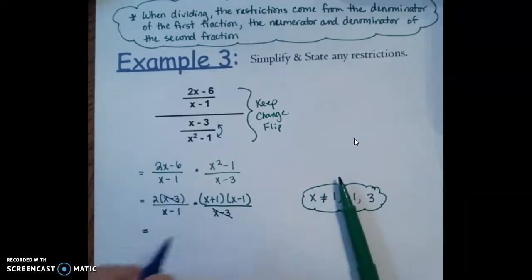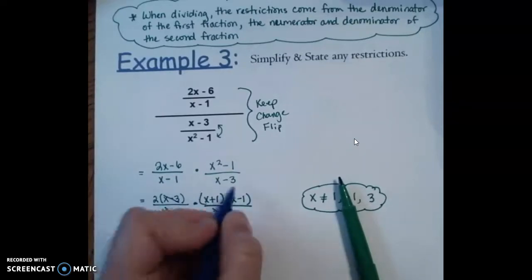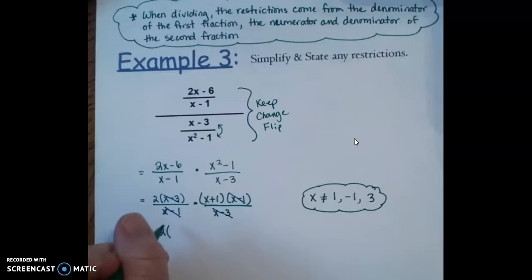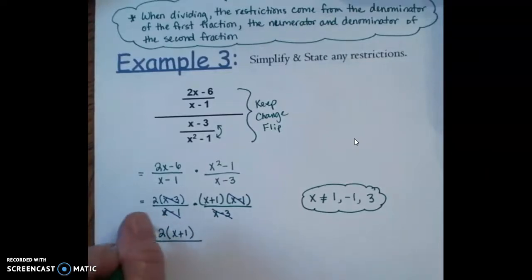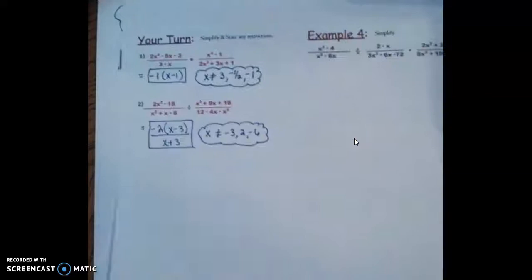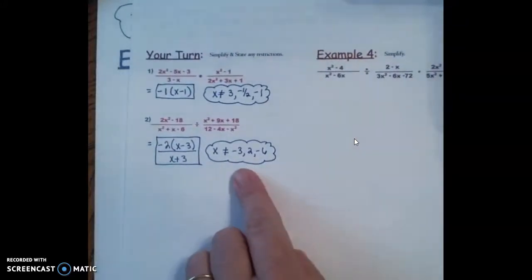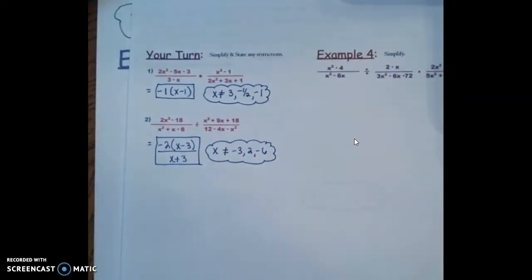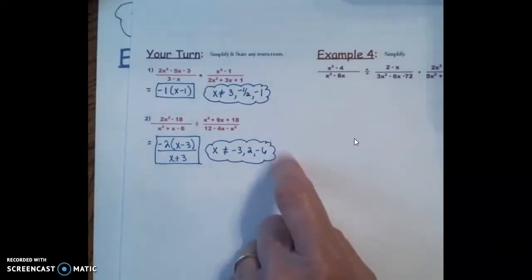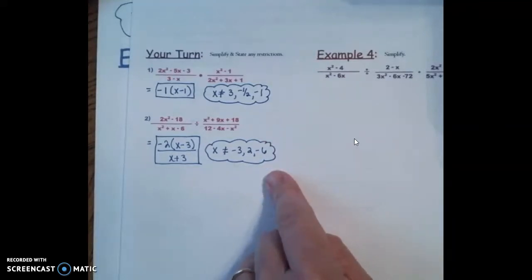So x minus 3 divided by x minus 3 is 1. X minus 1 divided by x minus 1. So everything was crossed out in our denominator, so we're only left with 2 times x plus 1 as your final answer for example 3. Okay, so next are the try-it-yourself problems, and I'll let you jot down the answers real fast before I do example 4 with you. So you try these on your own. You should get the following answers and the following restrictions.